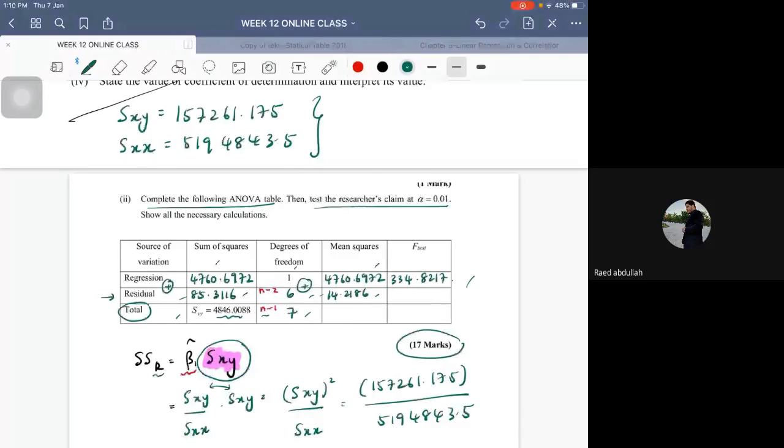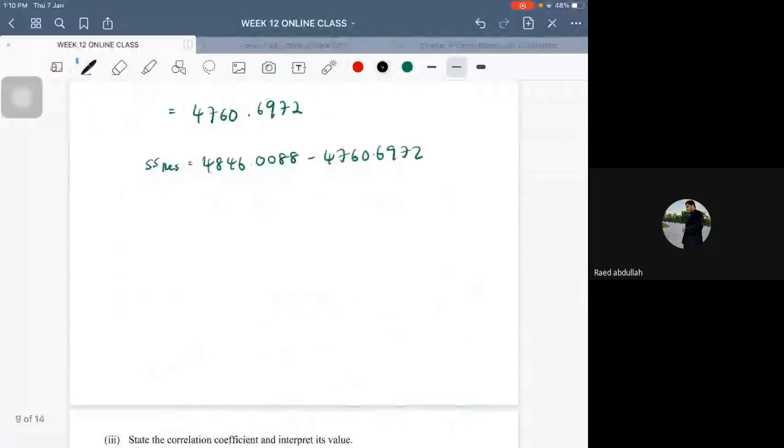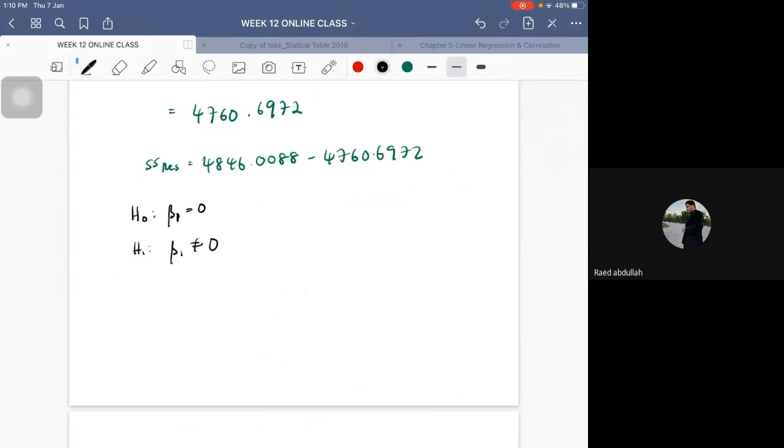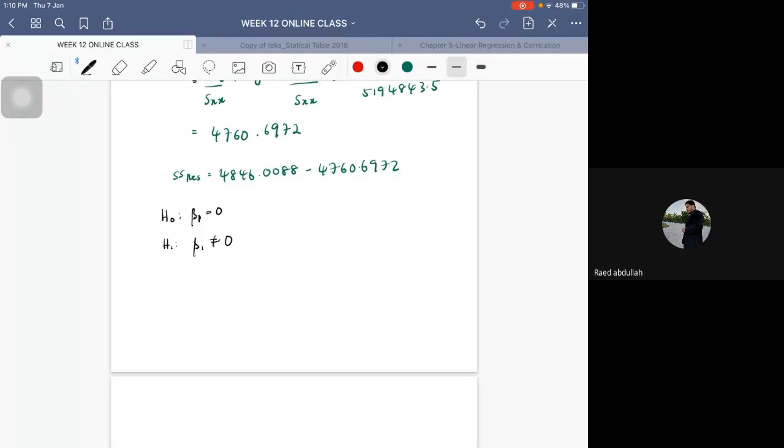Now, of course, when they say test, this is going to be hypothesis testing. Remember, it always starts with the hypothesis. Do not skip the hypothesis. So it's going to be H null: beta 1 equals 0, and H1: beta 1 is not equal to 0. Now we'll be using the second method, which is going to be ANOVA.